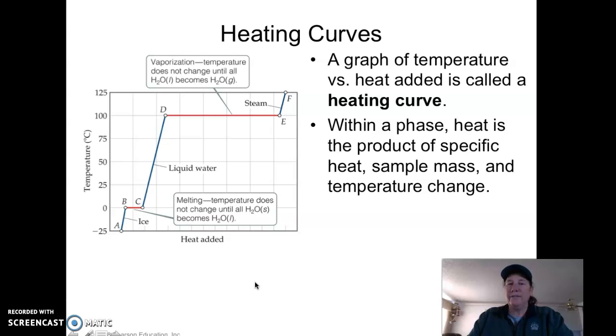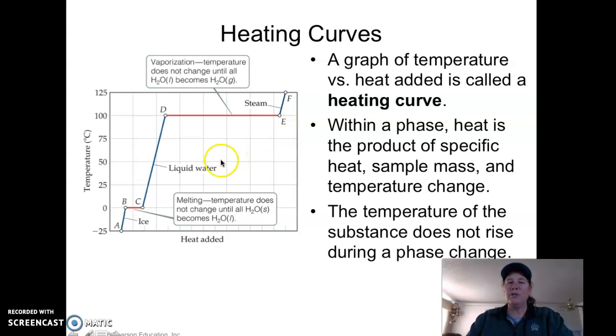Okay, this is a phase change. So the temperature doesn't change during a phase change. All the energy that you're adding is going to finish changing it from a solid to a liquid, or from a liquid to a gas. But first you heat it up, you get it from minus 25 to 0. Now you got a phase change. Now you're going to go from 0 to 100. You got to heat it up, and now you're going to have a phase change. Okay, so that's how a heating curve works.